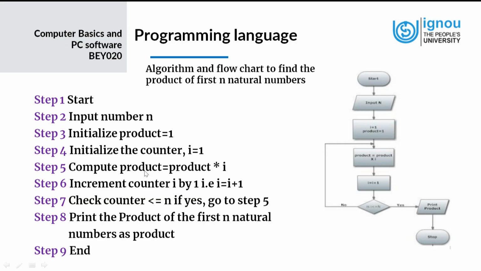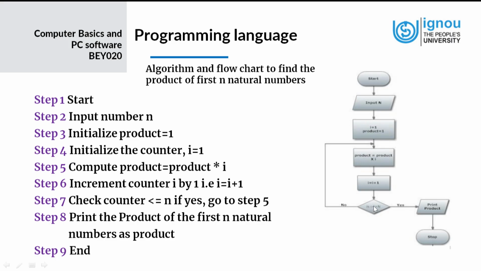So compute product equals product into I. Here you are just computing the value of product equals product into I. Initially product was 1. The value of I starts from 1 and will be checked till n. So 1 into 1 will become 1. Then at the next step you increment I. So in the first iteration I will become 2, and then you are checking.